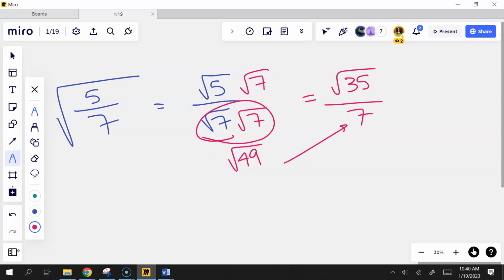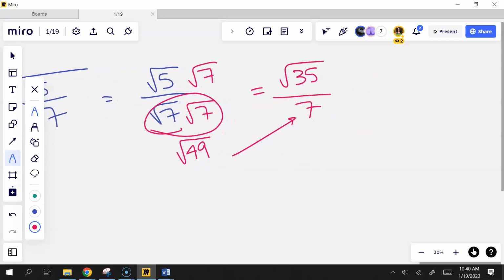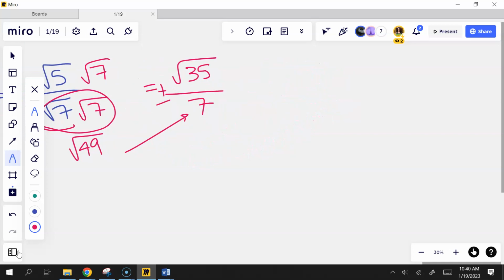What does that mean? I said the other direction. I don't know what that means. Yes, that is the answer. That is the answer. Kudos to you. Good job. You do need the plus or minus. You are correct.